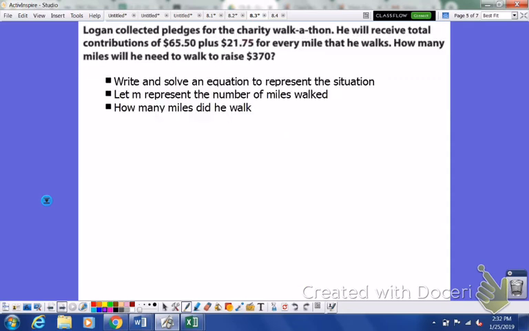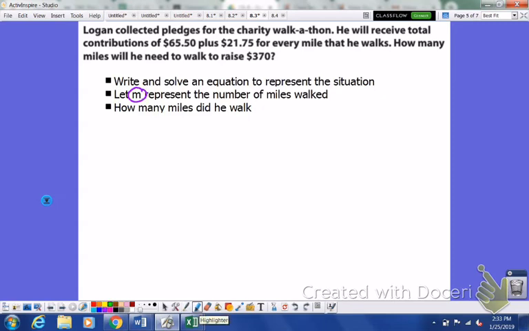And one last word problem for this section. Logan collected pledges for the charity walkathon. He will receive total contributions of $65.50 plus $21.75 for every mile that he walks. How many miles will he need to walk to raise $370? Again, pay attention to our bullets. Write and solve an equation to represent the situation. Let M represent the number of miles walked. And finally, our question, how many miles did he walk?